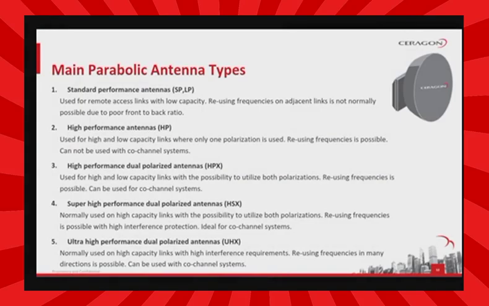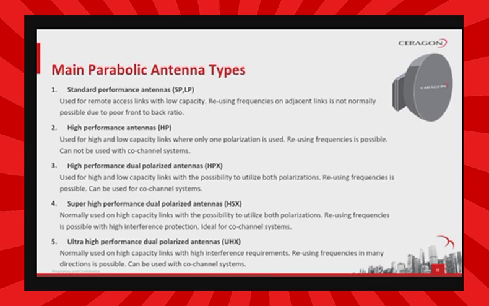Main parabolic antenna types. Standard performance antennas, SP, are used for remote access links with low capacity. Reusing frequencies on adjacent links is not normally possible due to poor front-to-back ratio. High performance antennas, HP, are used for high and low capacity links where only one polarization is used. Reusing frequencies is possible. Cannot be used with co-channel systems.